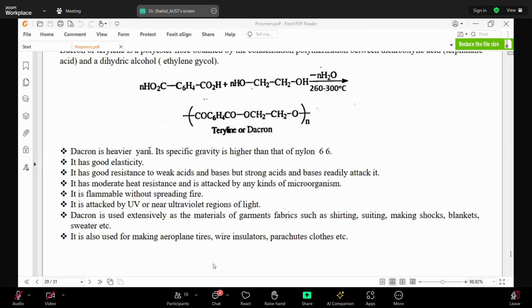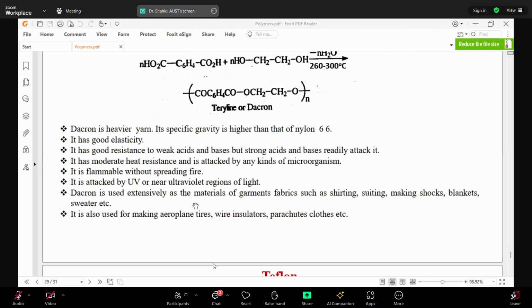Dacron is a heavier yarn. Its specific gravity is higher than that of nylon 66. It has good elasticity. It has good resistance to weak acid and base, but strong acid and base attack it. It has moderate heat resistance and is attacked by microorganisms, bacteria and viruses. It is flammable without spreading fire. It is attacked by UV or near ultraviolet light.